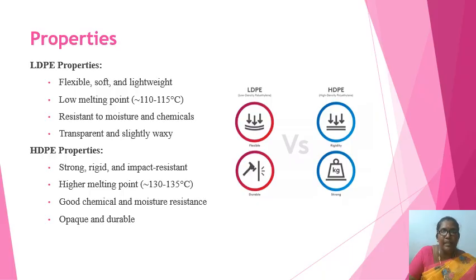Whereas high density polyethylene is very strong, rigid and impact resistant. It has a high melting point of about 130 to 135 degrees Celsius. It has good chemical and moisture resistance. It is opaque and durable.